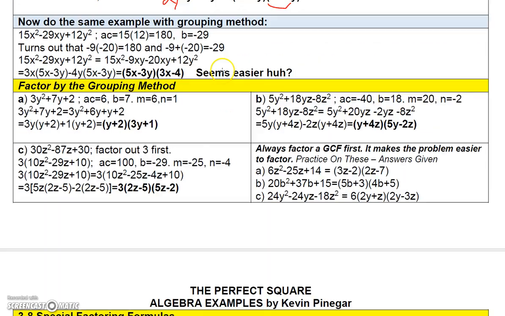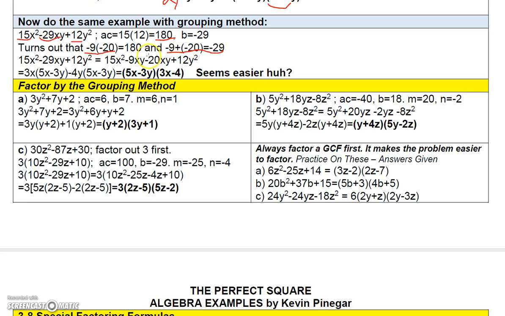Okay? Now, let's do the same problem with the grouping method. Now, remember, on the grouping method, you have to figure out what A times C is. So A is 15, C is 12, so 15 times 12 is 180. So we know that we get 180. And then we know the B term is negative 29. So remember, we're looking for two numbers, we called them M and N, whose product is 180 and whose sum is negative 29.